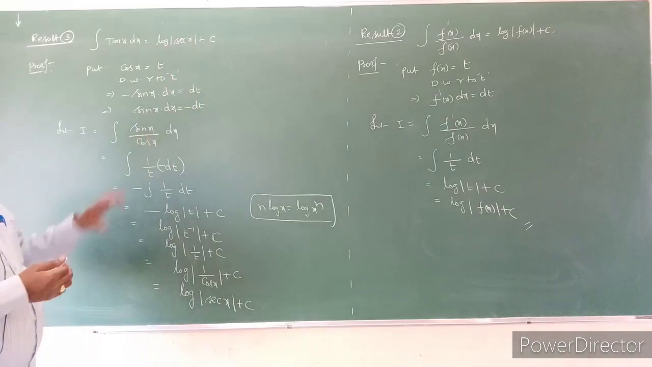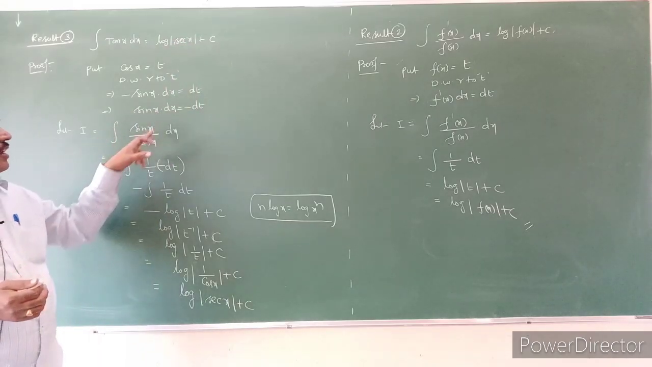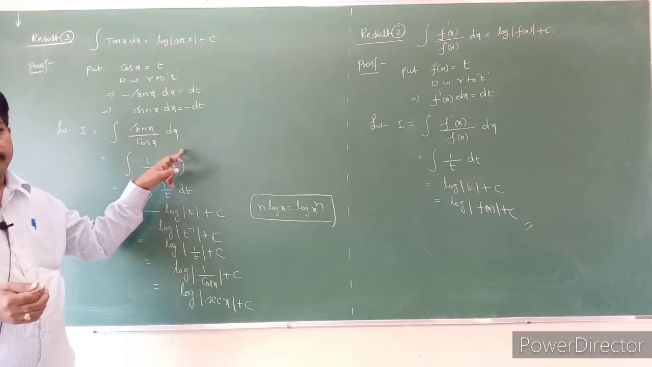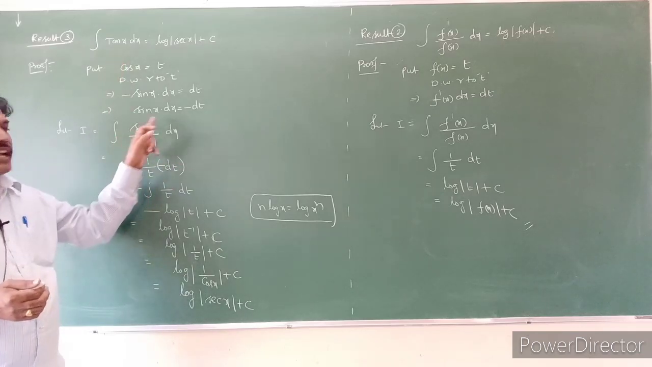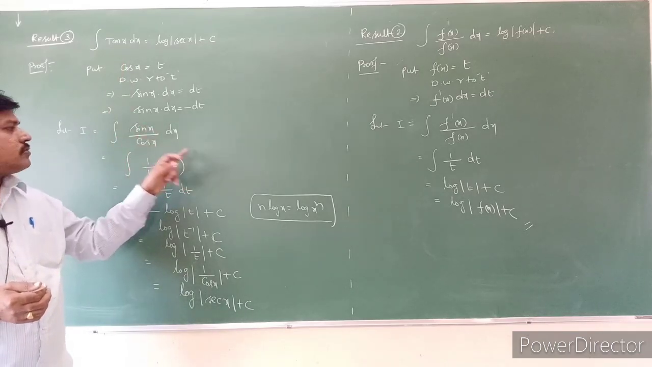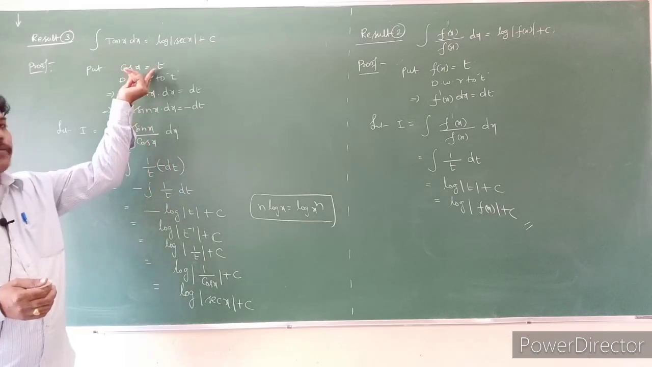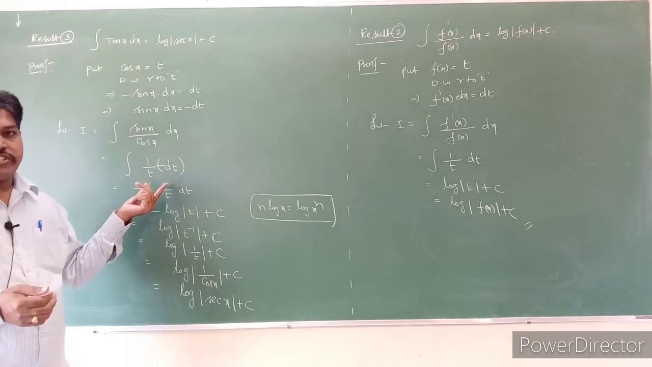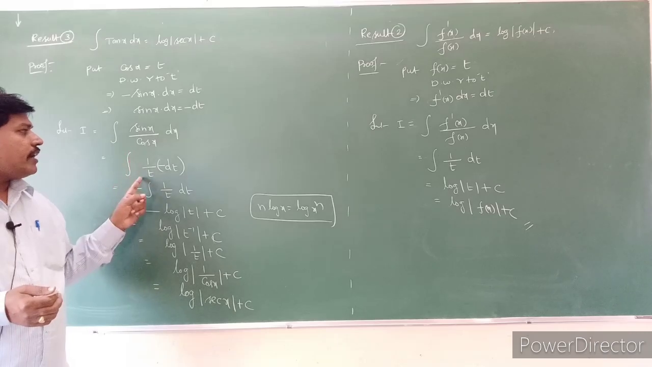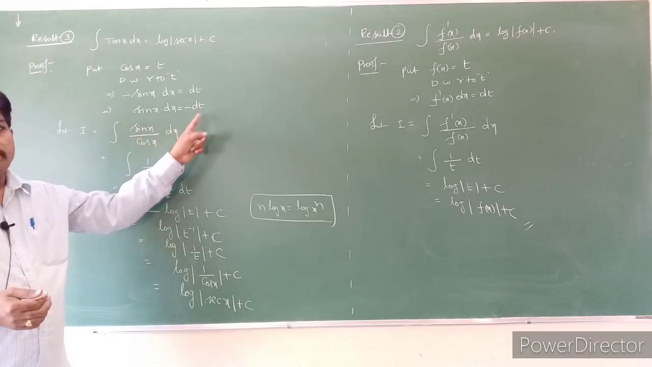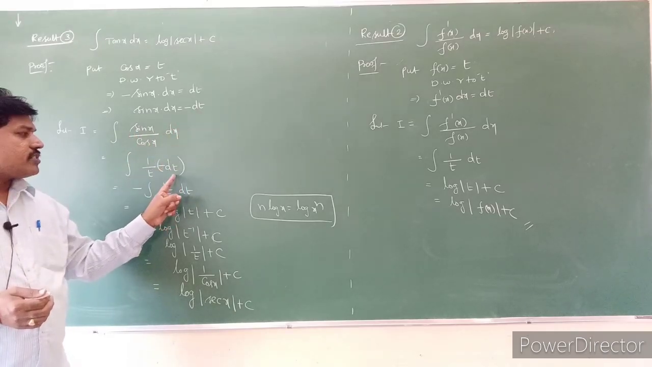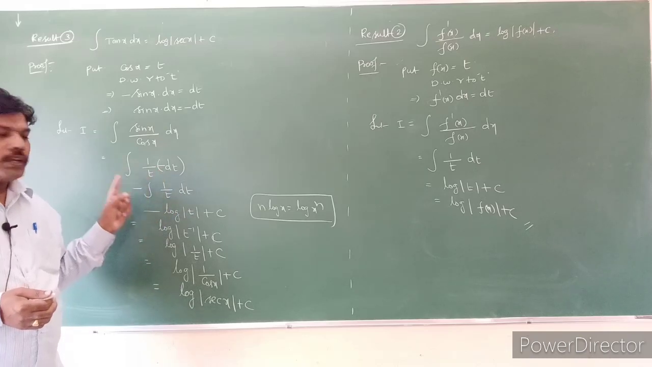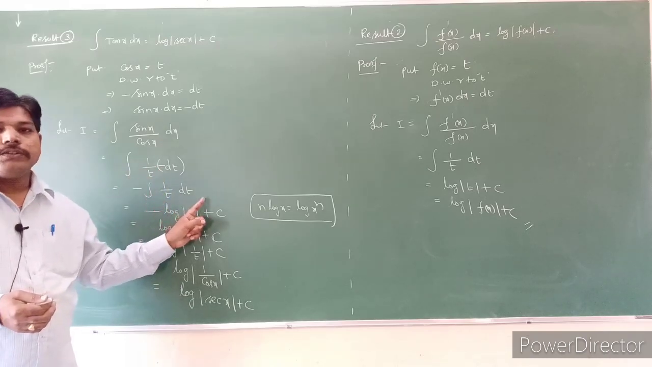So first I have taken, why? Because tan x can be written as sin x by cos x into dx. So I take cos x is equal to t. Automatically the problem will change into the form 1 by t, and sin x into dx is minus dt. So replace that value and take the minus out. It will become integral of 1 by t into dt.